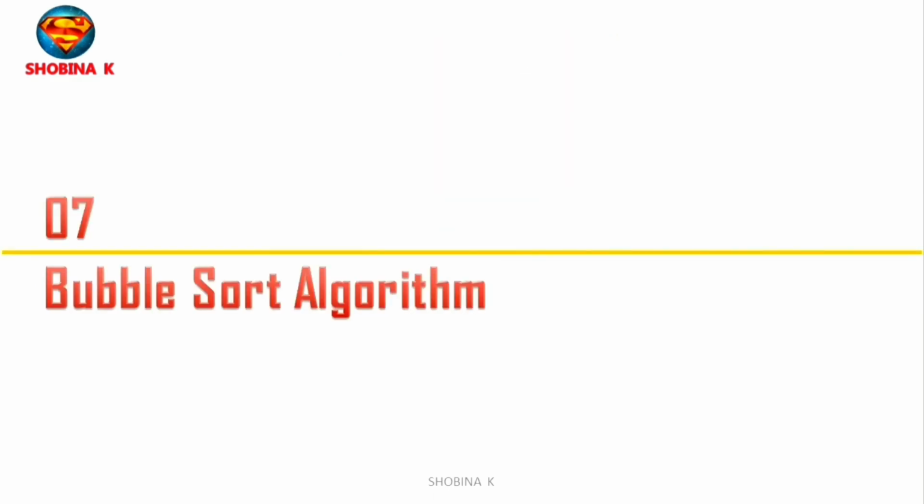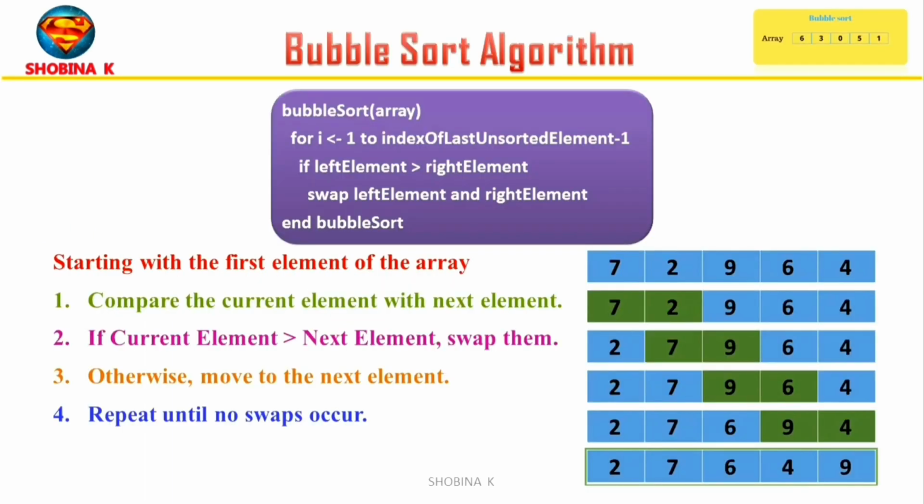The principles of the bubble sort algorithm can be summarized in the following steps. Compare the first and second elements in the list. If the first element is larger than the second, swap them.